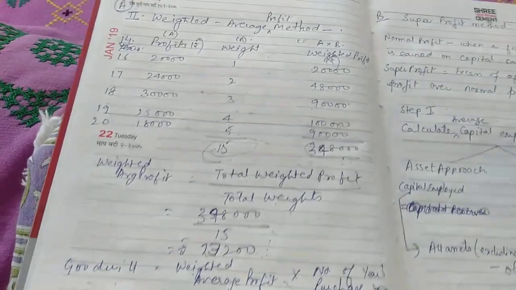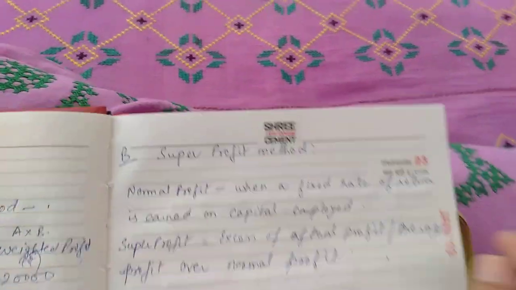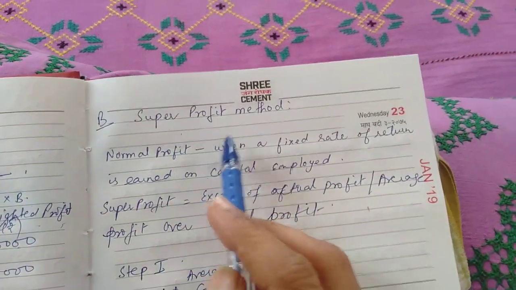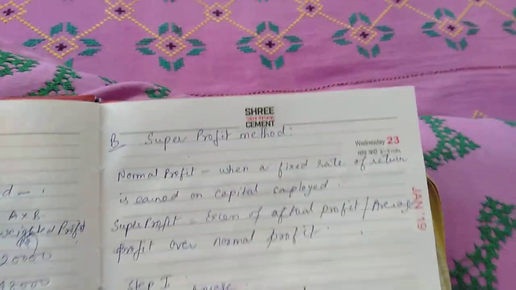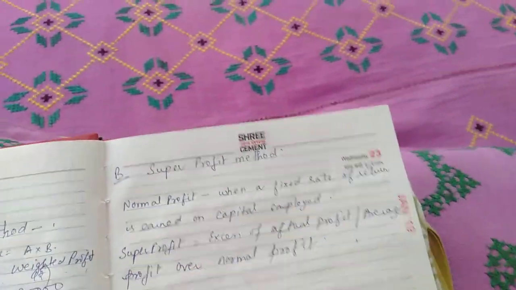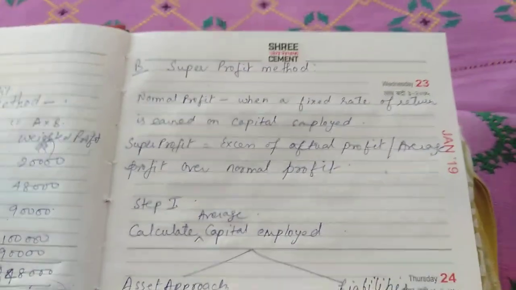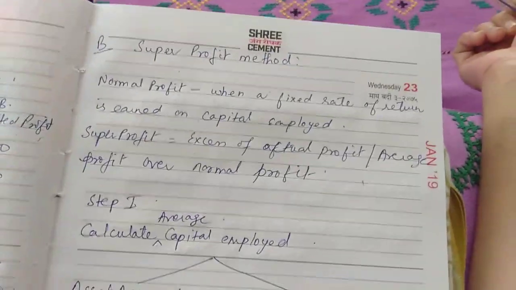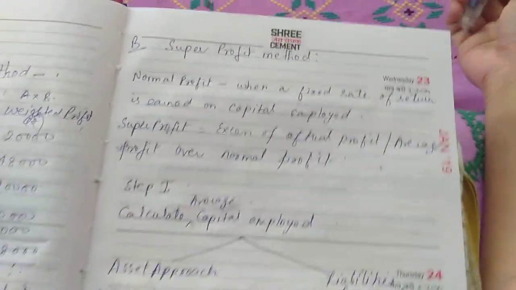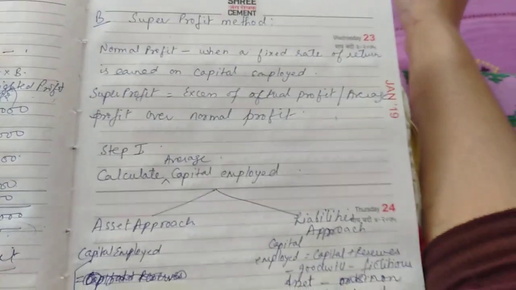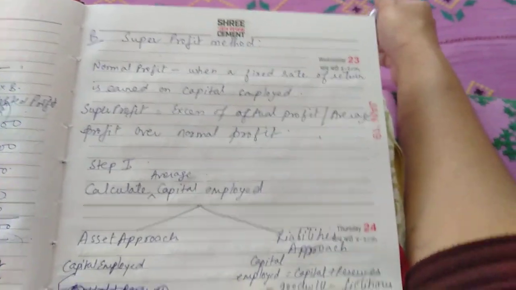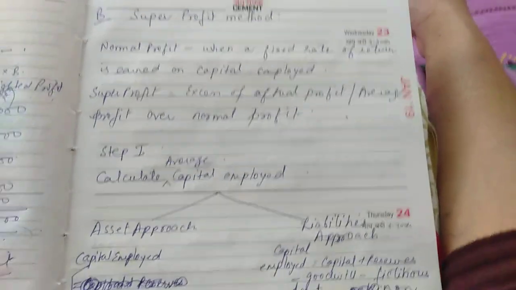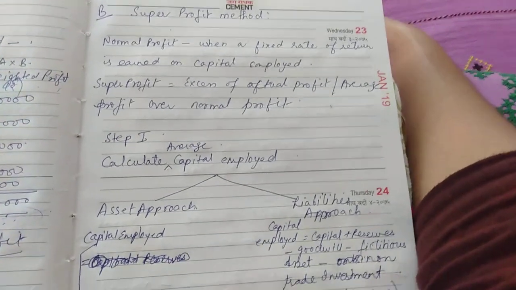Now, I'll continue with the next topic, the super profit method. Sometimes a firm is earning regularly more than its normal profits. If in a question they ask you to apply the super profit method, then the following kind of information will be given, and you can judge that here you have to apply the super profit method.